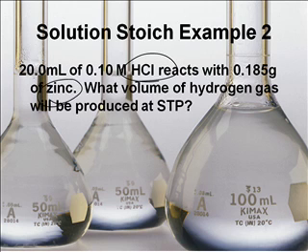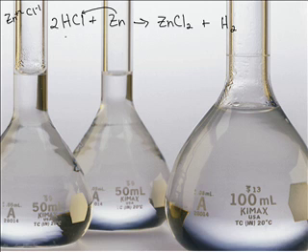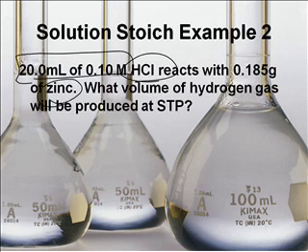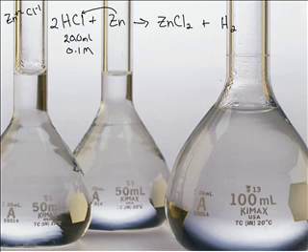Now, let's take a look. I have 20 milliliters of 0.1 molar HCl. So HCl is 20 milliliters and 0.1 molar. Now, what's it asking me to find? What volume of hydrogen gas at STP? All right, so I'm going to put V at STP. So with STP, I can use that 22.4 liters per mole number.